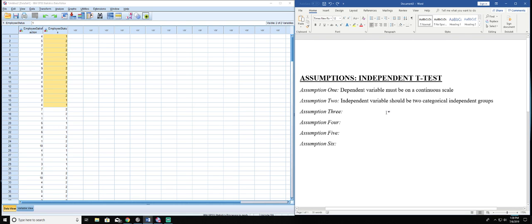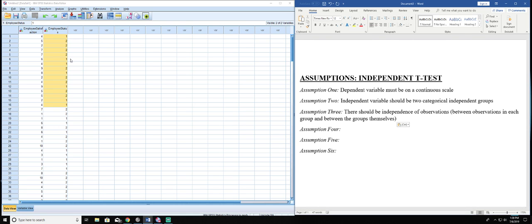All right, another assumption that needs to be met is that there should be independence of observations, both between the observations themselves within a group and between the groups. So let's break that down for just a second.